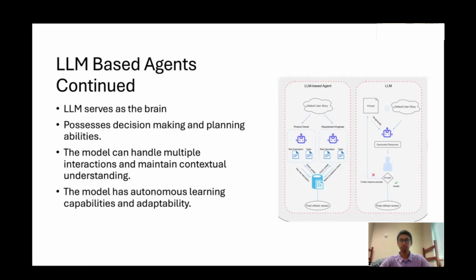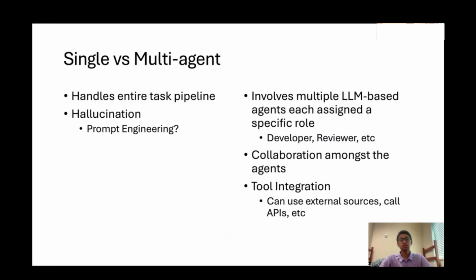Talking a little bit more about single-agent versus multi-agent systems. Single-agent systems struggle with handling entire task pipelines, and they are very prone to hallucination because the context window right now is 128K or 256K tokens, and a lot of the time a task can go further than that. Sometimes prompt engineering can help with this, when you specifically prompt it to give a specific type of response, but even then it has tendencies to hallucinate.